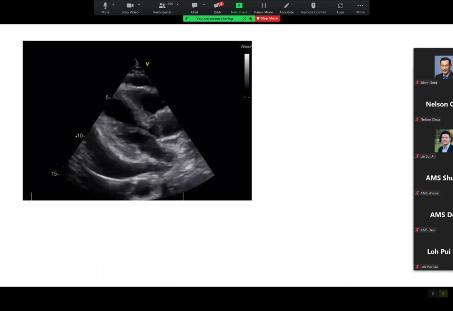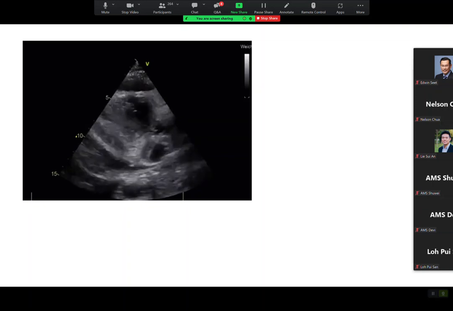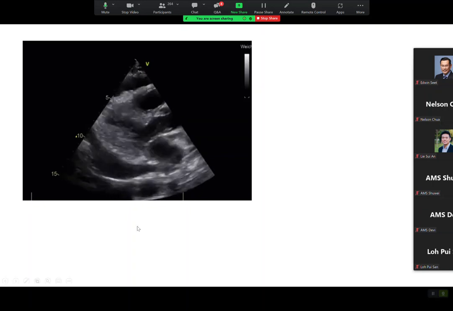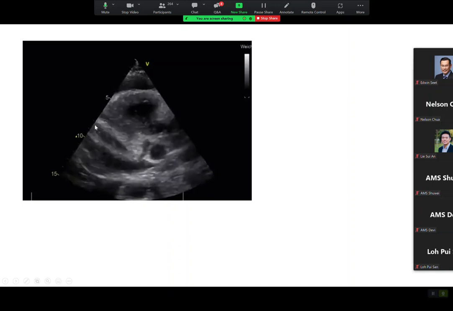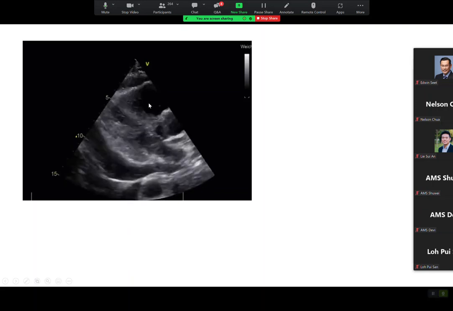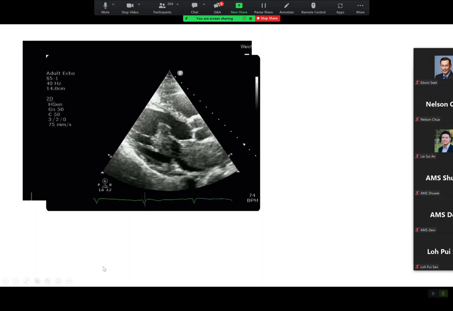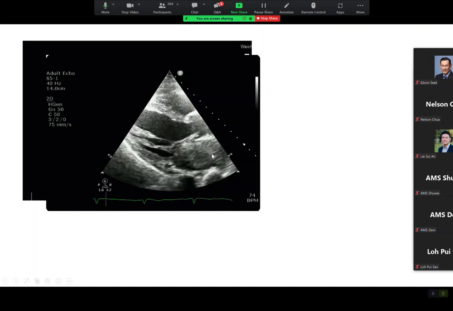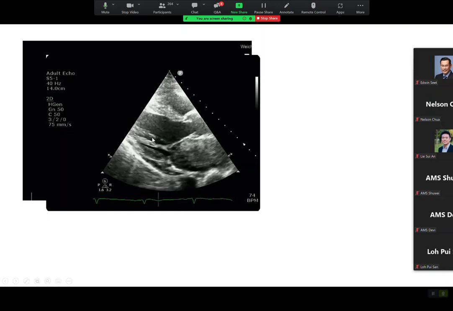Okay. So these are just some images of what you might find in a shock patient. This one is a loop of a patient with cardiac tamponade. You can see fluid in the pericardial space here. The heart looks hyperdynamic, and there looks like there's some collapse of the right ventricle as well. This is an example of an atrial myxoma. You see a large mass in the left atrium causing obstruction to left ventricular inflow.